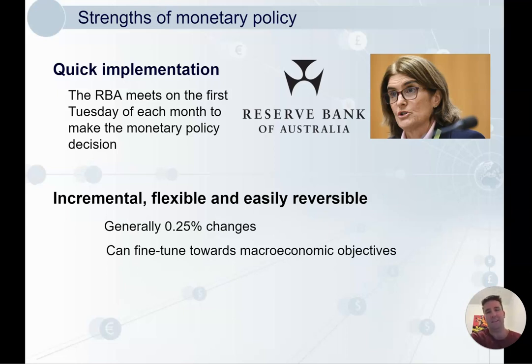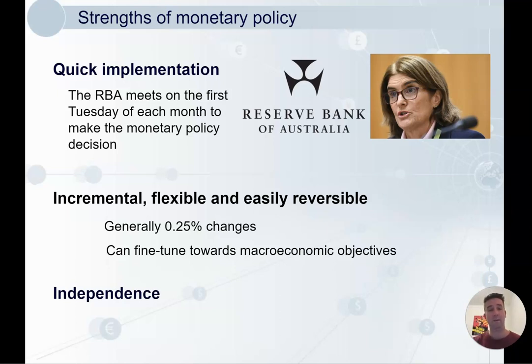It's generally considered fine tuning towards macroeconomic objectives. We don't have to announce a big spending package or anything like that. We can just lower interest rates until the conditions say that we should stop lowering them or even raise them. This is a big strength of monetary policy.